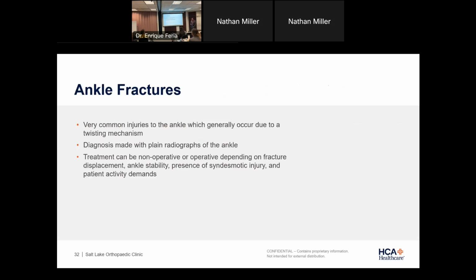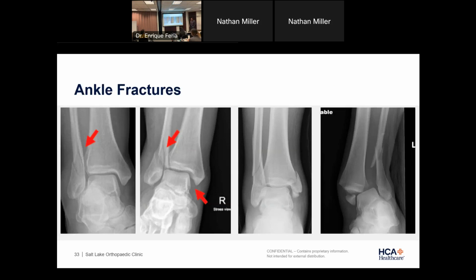Moving on to fractures or broken bones. So ankle fractures, very common injuries to the ankle, generally occur from a twisting mechanism. These are diagnosed on x-ray. And again, you get a whole variety of flavors.